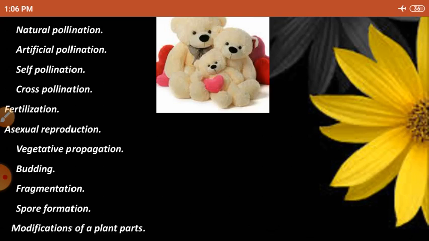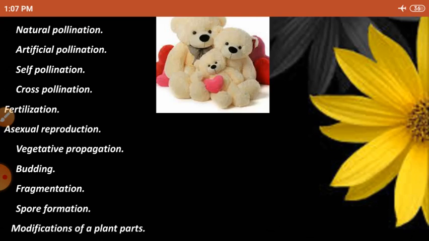Cross-pollination means reaching the pollen grains of one flower to the stigma of another flower. Same kind but different flower is known as cross pollination. So if the pollen grains reach from one hibiscus flower to another hibiscus flower, that is called self pollination. But reaching the pollen grains of one hibiscus flower to the stigma of a different variety, the female part of another flower, is called cross pollination.